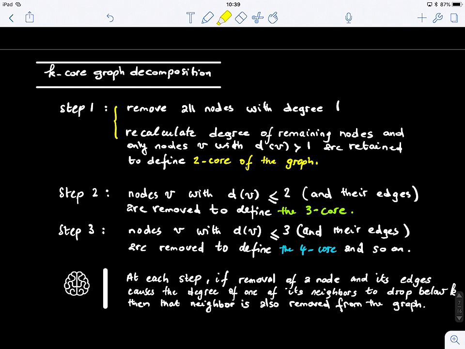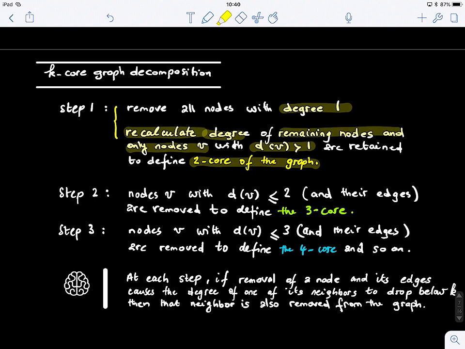The first step is, let's say we want to extract the 2-core. We remove all nodes with degree one, which means we keep the nodes with degree two or more, okay? We recalculate the degree of the remaining nodes, and only nodes V with a degree strictly greater than one will be retained to define the 2-core of the graph. Now, if we want to define the 3-core, nodes with degree less than or equal to 2 should also be removed.